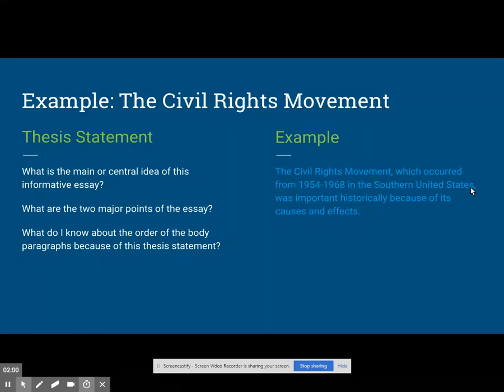The civil rights movement, which occurred from 1954 to 1968 in the southern United States, was important historically because of its causes and effects. What is the main or central idea of this essay? The civil rights movement, and that it was important historically. That is the main idea. What are the 2 major points? Causes and effects of the civil rights movement. What do I know about the order of the body paragraphs because of this thesis statement? I know that the first body paragraph will be causes and the second body paragraph will be effects.